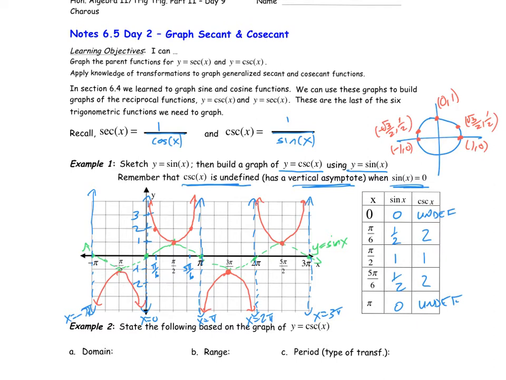I'm going to highlight one cycle. So one cycle for cosecant needs to include one full upward section and one full downward section. So what I've just highlighted here is one cycle. And now we are ready to do the characteristics.